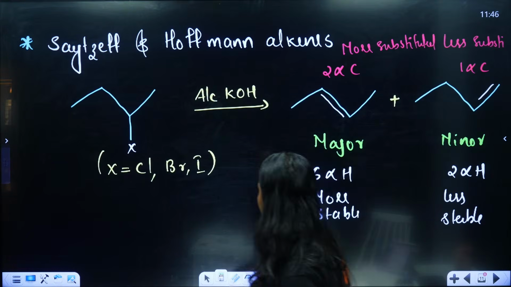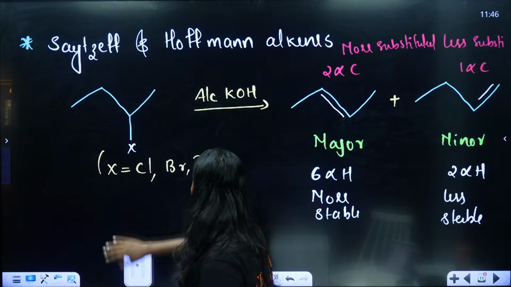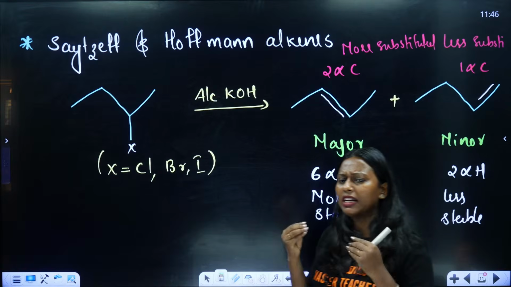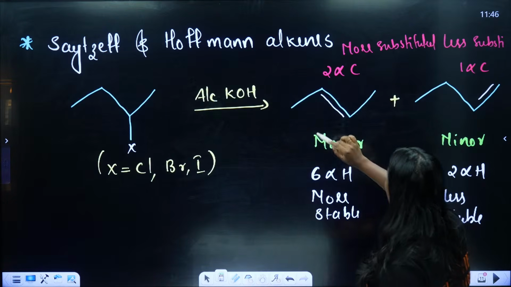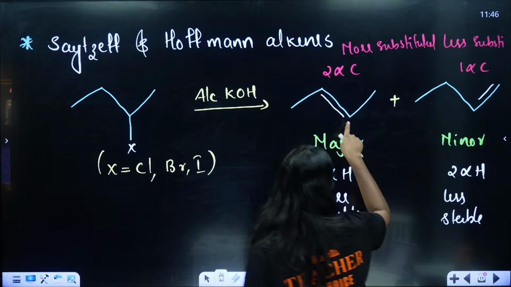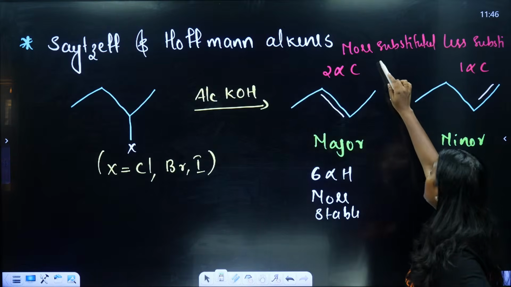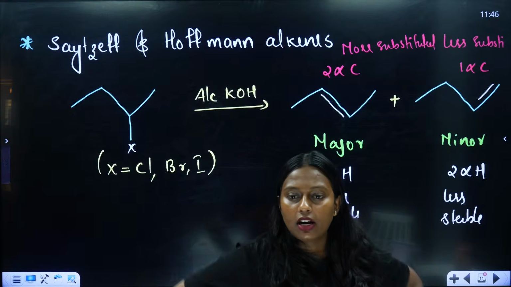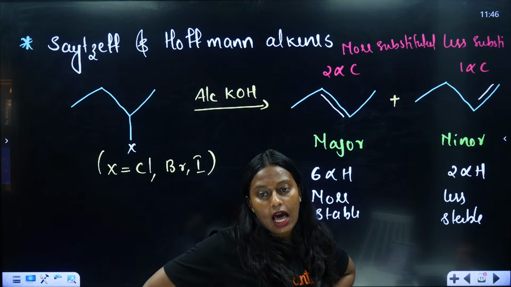So here you can see this is an alkyl halide. This alkyl halide is reacting with normal alcoholic KOH. Then what will happen? Here we can also expect two products, this one and this one. Saytzeff's rule means the product forms from the more substituted alpha carbon.